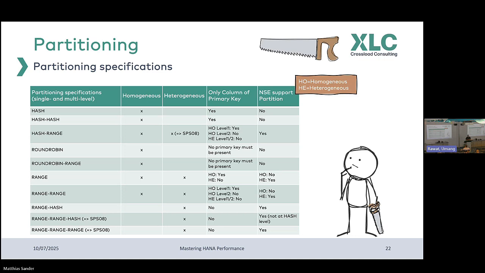And for example, with hash and homogeneous, you can only use a column of the primary key, if there is a primary key. If you have a table like the ACDOCA, which has no primary key, then you don't have to use a column from the primary key.